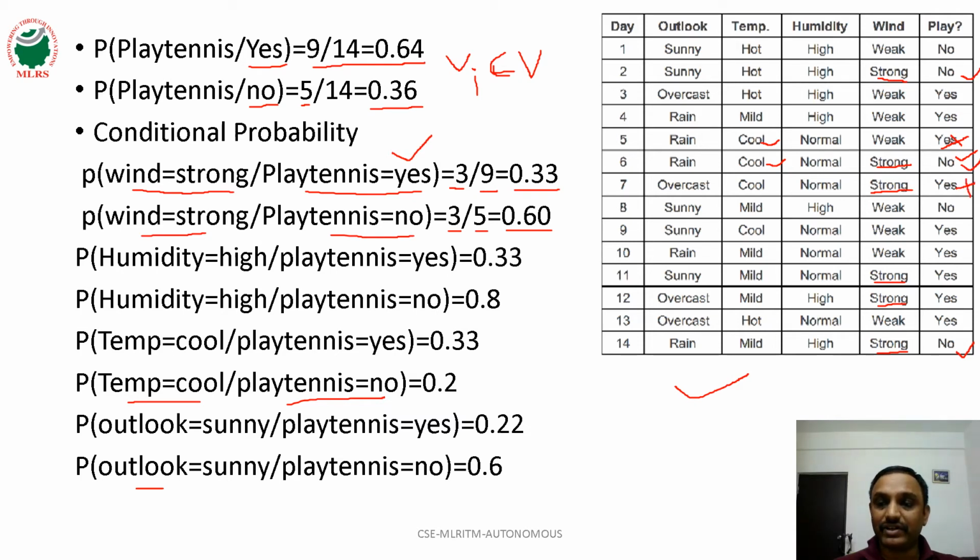Here temperature is cool, play tennis is yes, we are not considering that one. So temperature is cool, play tennis is yes, in that case we are not going to consider. So total, how many are we considering? Only one. Okay. So total, how many play tennis is no? 5 we have. So 1 by 5 is 0.2 we are taking. That is the conditional probability of temperature equal to cool given play tennis equal to no. So like that we have to calculate the conditional probability of all the attribute values.